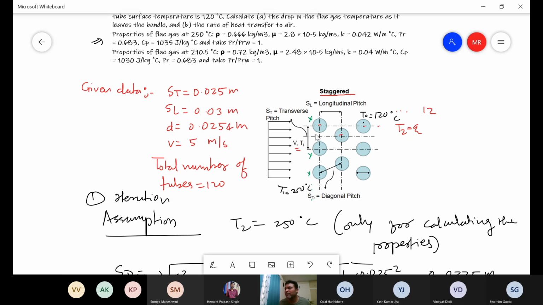So it's not 9 into ST. 9 into ST is not the height. In this case, it is going to be 10 into ST. Why? Because this is a zigzag arrangement. So at the end, we will have one more tube at the bottom here, and also some space will be left here at the top. A little bit of space similar to this will be left here. So that becomes 10 into ST instead of just taking 9 into ST. So we have to carefully see that.